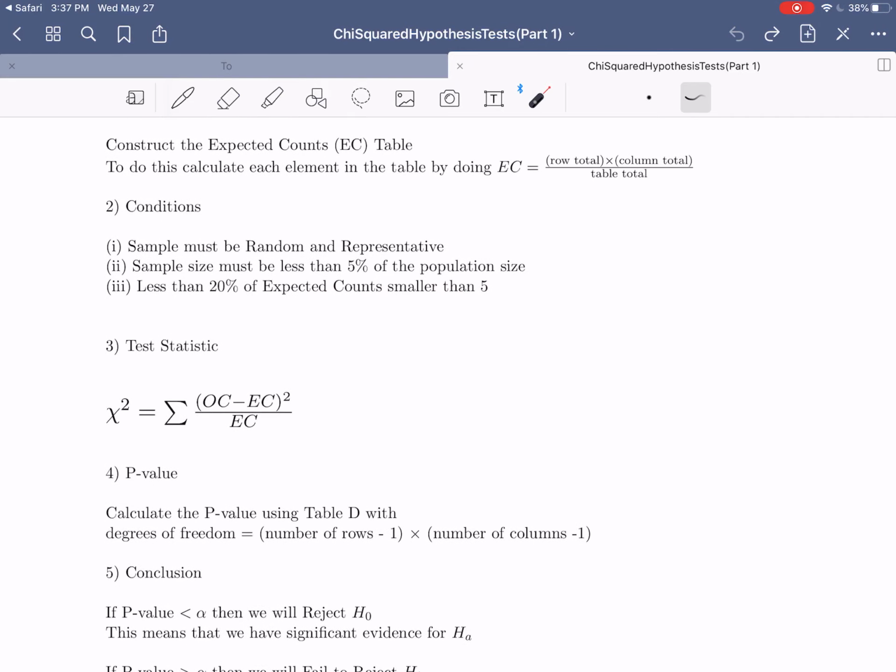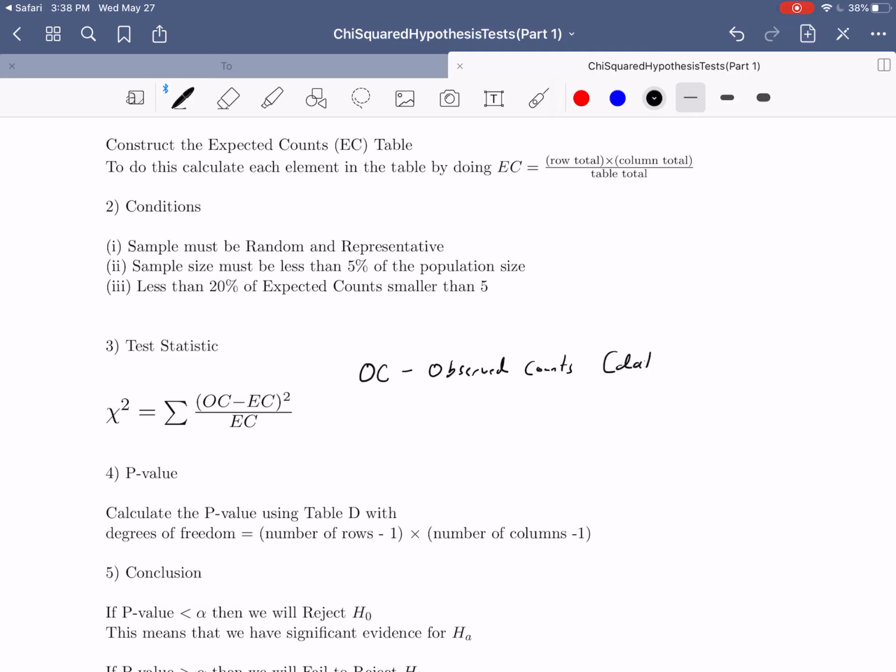All right, let's talk about the test statistic here. It's a different type of statistic. It's not a Z or T. It is what is called a chi-squared test statistic, which is where the name comes from. Chi is written as a little bit of a loopy X. So this chi-squared statistic is the sum of the difference between the observed counts and the expected counts, squared, divided by the expected counts. As a note, OC stands for the observed counts.